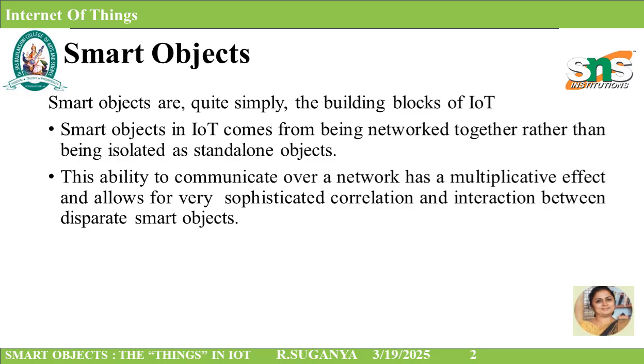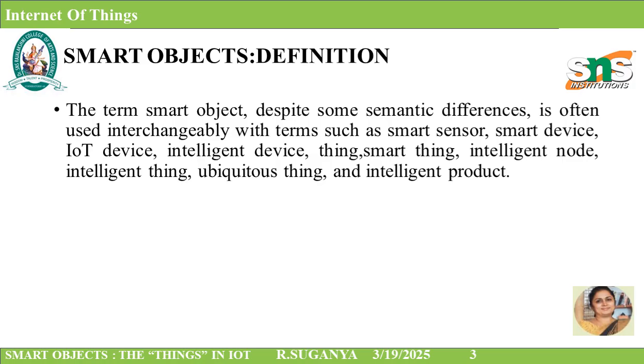Smart objects. Smart objects are quite simply the building blocks of IoT. So, smart objects in IoT come from being networked together rather than being isolated as standalone objects. This ability to communicate over a network has a multiplicative effect and allows for very sophisticated correlation and interactions between disparate smart objects.